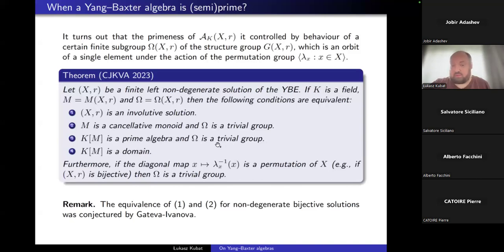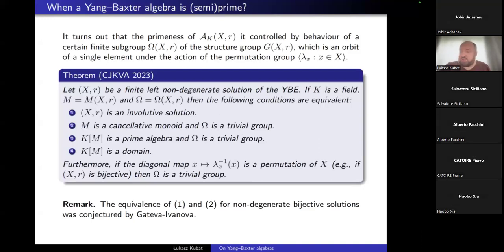and the group Ω is trivial. This is equivalent to the Yang-Baxter algebra being a domain. This can also be expressed in terms of the monoid: the monoid must be cancellative and this group Ω must be trivial. And this is again equivalent to our solution being involutive. So there is some correspondence between combinatorial properties of the solution and algebraic properties of the algebra, right? Because the Yang-Baxter algebra is a domain if and only if the solution is involutive, for example. So being a domain is a criterion for the involutiveness of the solution.